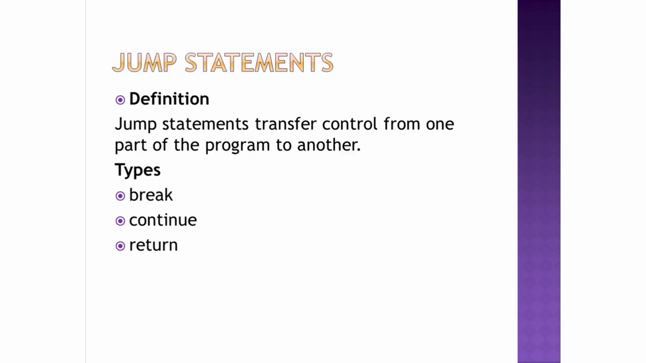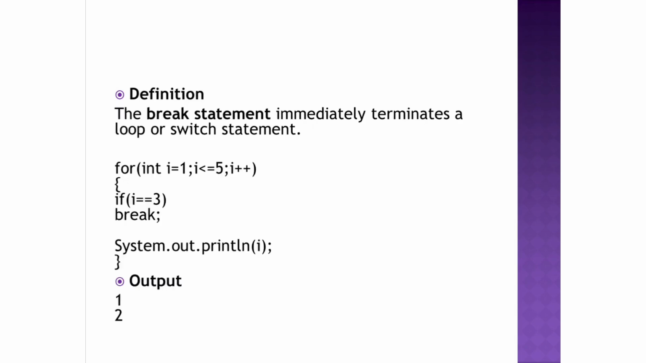The break statement immediately stops a loop or a switch statement. The continue statement skips the current iteration and moves to the next one. The return statement exits a method and can also return a value. In the next few slides, we will see how each of these statements works with a simple example.